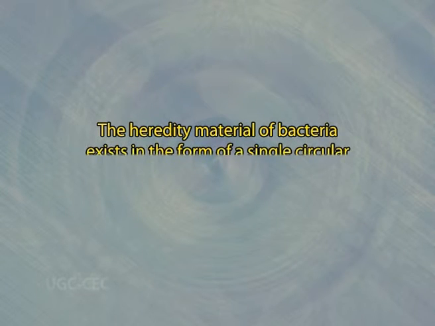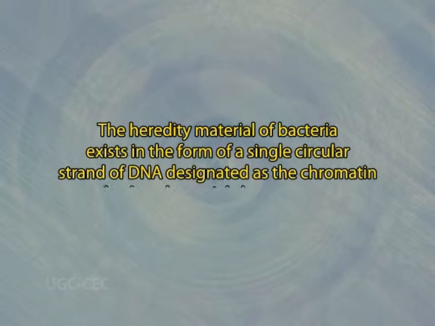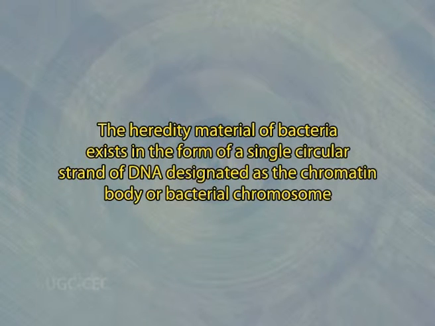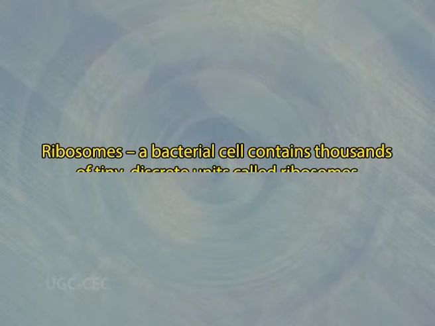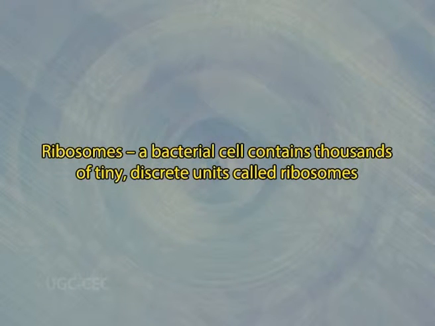Chromatin bodies. The hereditary material of bacteria exists in the form of a single circular strand of DNA designated as the chromatin body or bacterial chromosome. By definition, bacteria do not have a nucleus, that is, their DNA is not enclosed by a nuclear membrane but instead is aggregated in a dense area of the cell called the nucleoid. Ribosomes. A bacterial cell contains thousands of tiny discrete units called ribosomes. Ribosomes are where protein synthesis is performed.